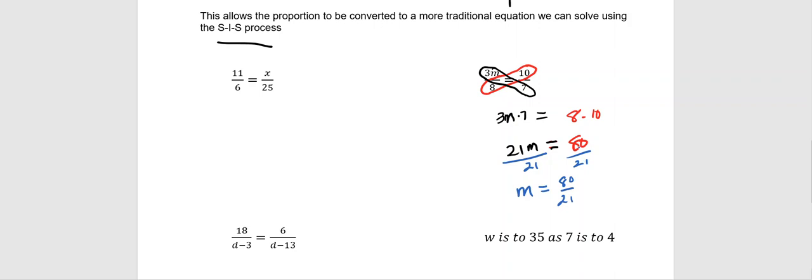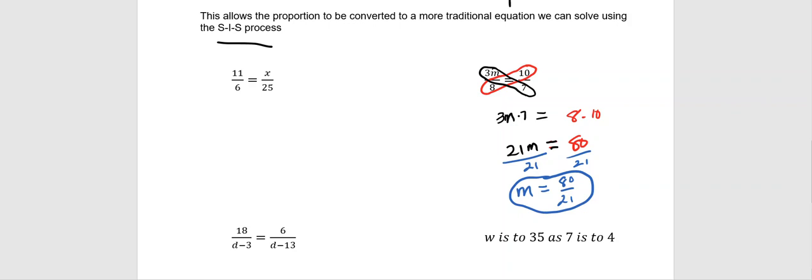80/21. And the reason why I know that's not reducible is because I'm going to focus on the factors of the smaller of these two numbers. 21 has factors of 1, 3, 7, and 21. None of those factors go into 80, so I've exhausted all possibility for reducing. Okay, so that's our final answer, quick and simple like that.